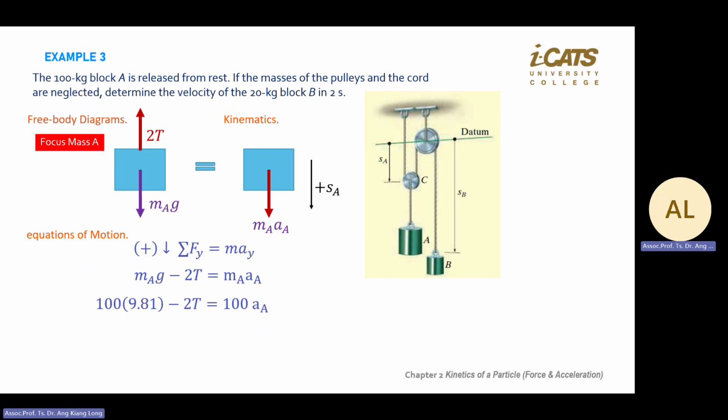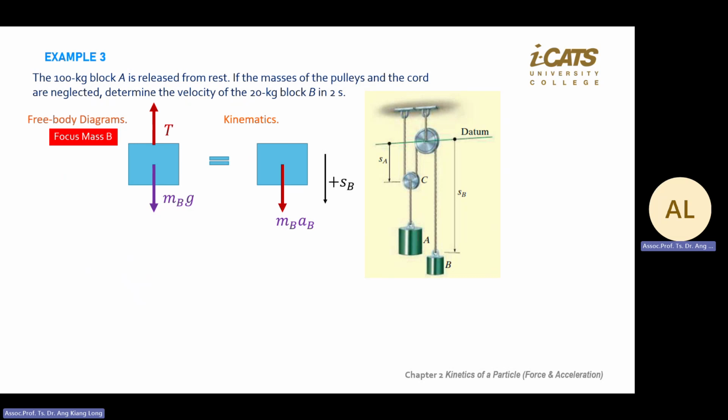So you substitute the values, and you get an equation with T equal to the acceleration of A. First equation you get, right? This is for A. Then you solve for B. Same, F equal to ma, go down positive. Again, why positive? Because our datum is go down positive, and for motion, we assume go down positive.